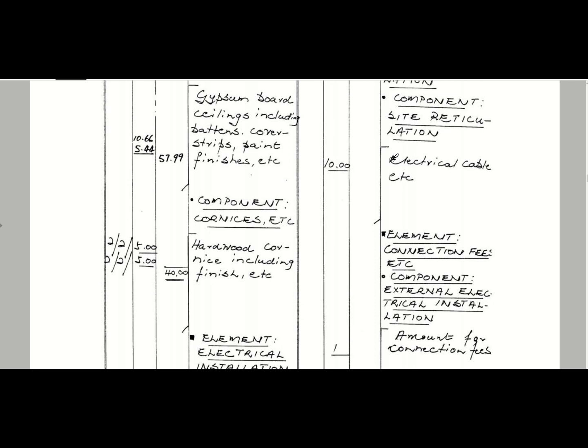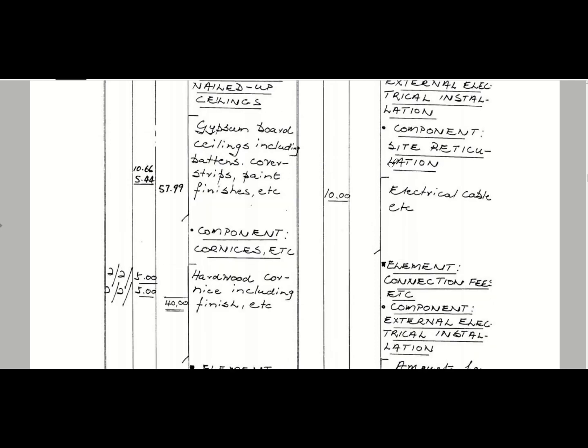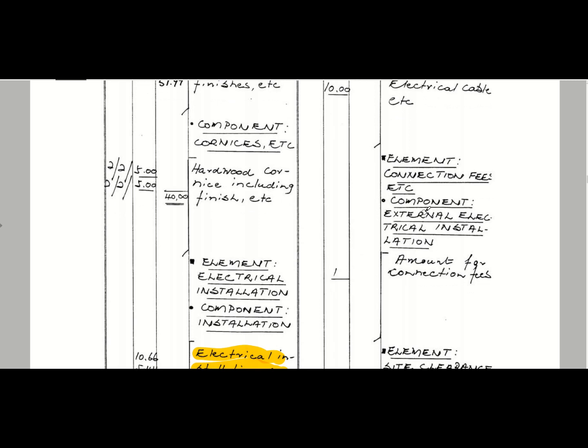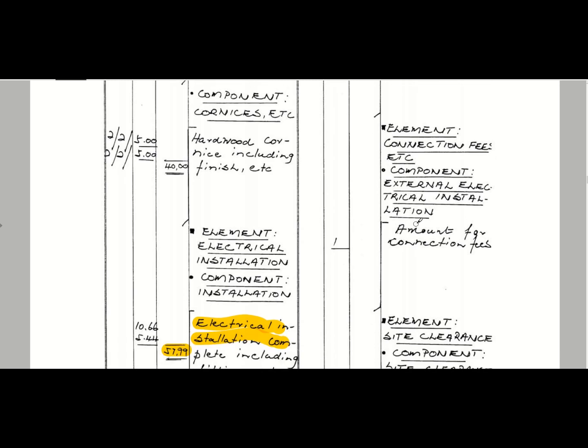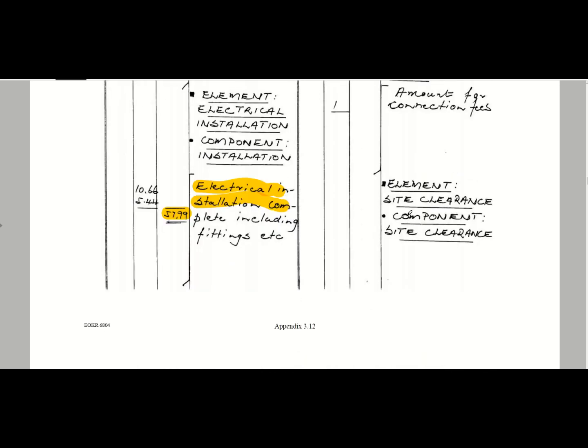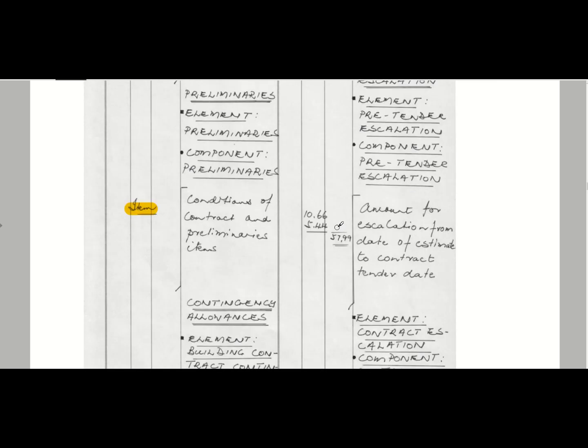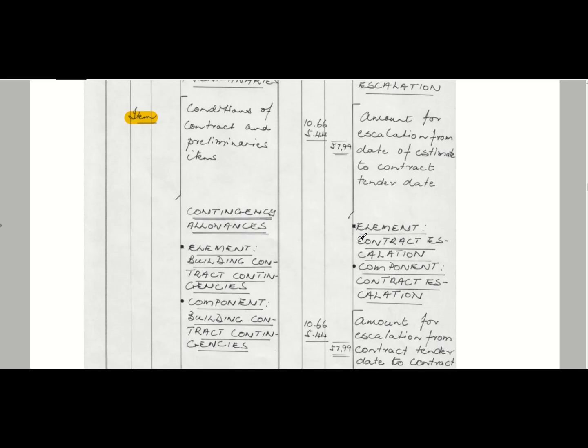Okay, electrical cable, this is just for the main supply. Hardwood cornices, nailed up ceilings. We didn't have any bathroom fittings, but I'll get to that later on. Elemental site clearance, just an allowance for that. Your guideline actually will prompt you for this also. So more or less that's how the measurement works.